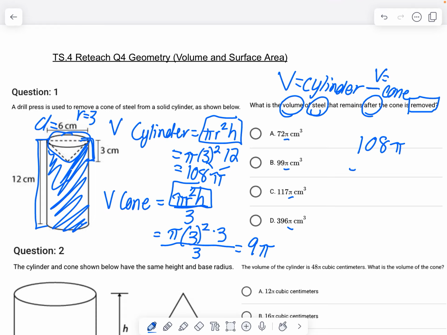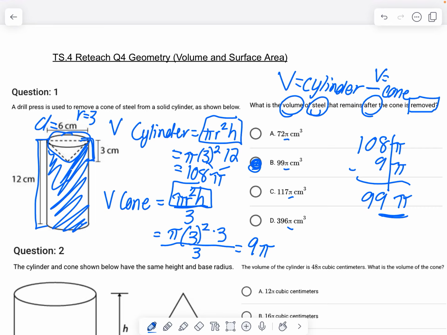108 minus 9 pi. Well, I can leave that as a pi. We don't need to worry about that. We can just plug in 108 minus 9. Well, 108 minus 9 should give me 99. We can plug these into the calculator. And obviously, we want our answer to have pi in it. So there you go. Pretty simple.